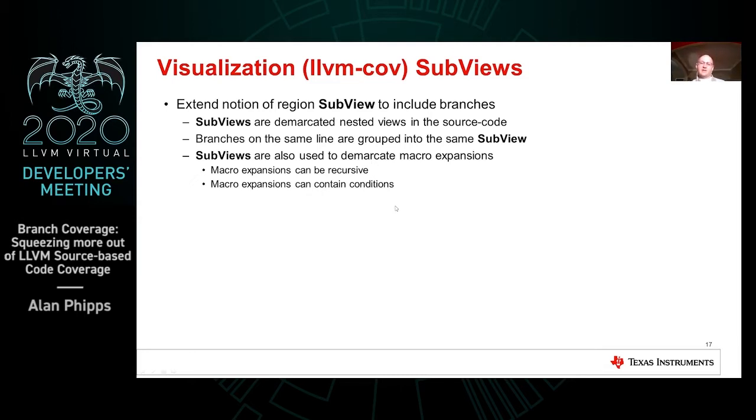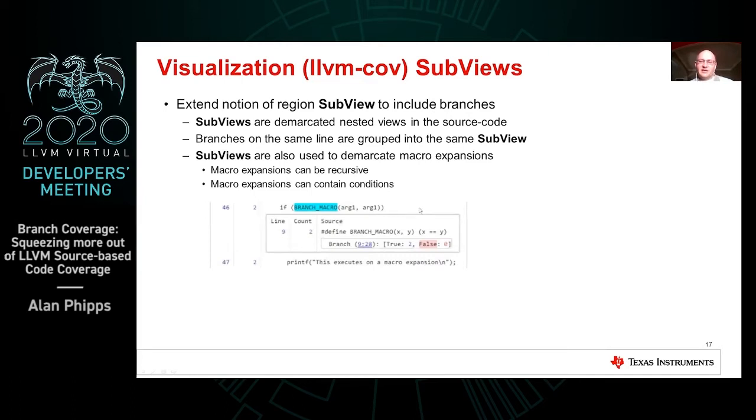And you recall that macro expansions can be recursive because macros can reference other macros. So you can have nested subviews. And like I just showed, macro expansions can also have their own branch conditions. So this is an example here. I've got branch macro here, which is a macro expansion. It's used as a condition because it does in fact contain a condition.